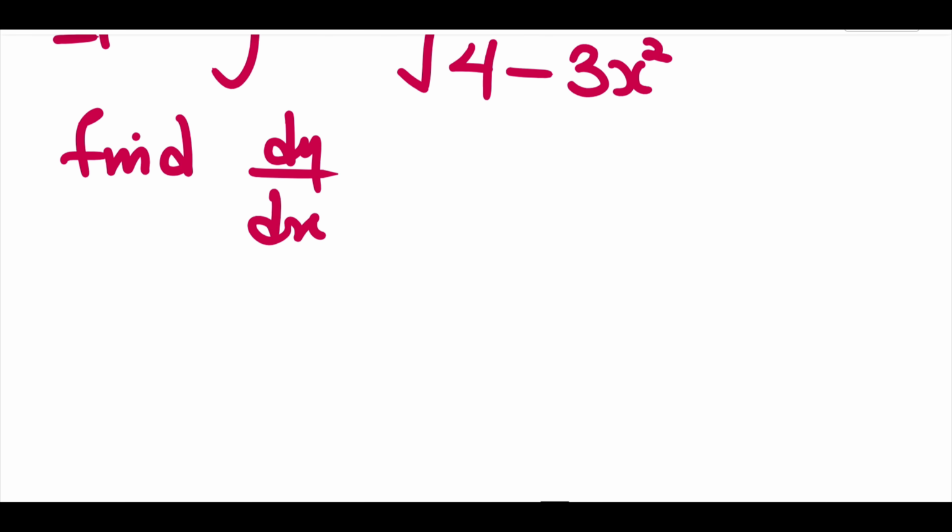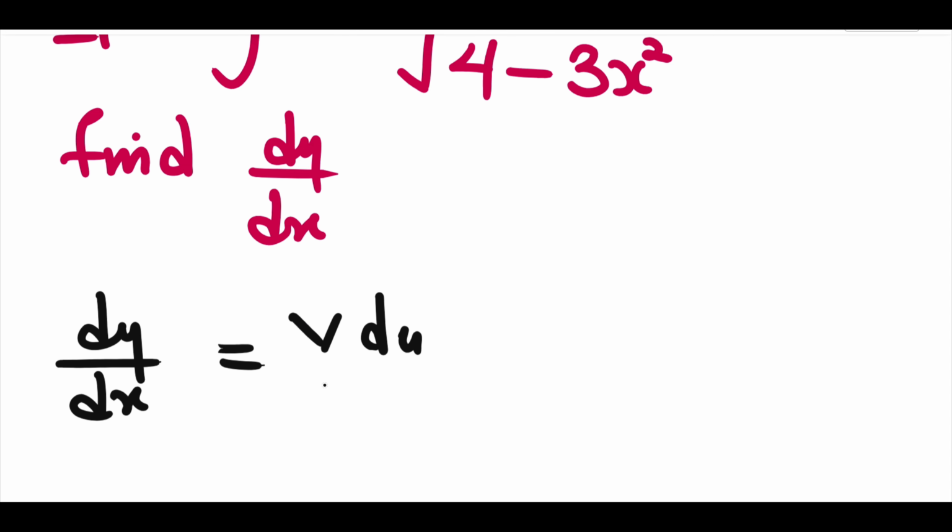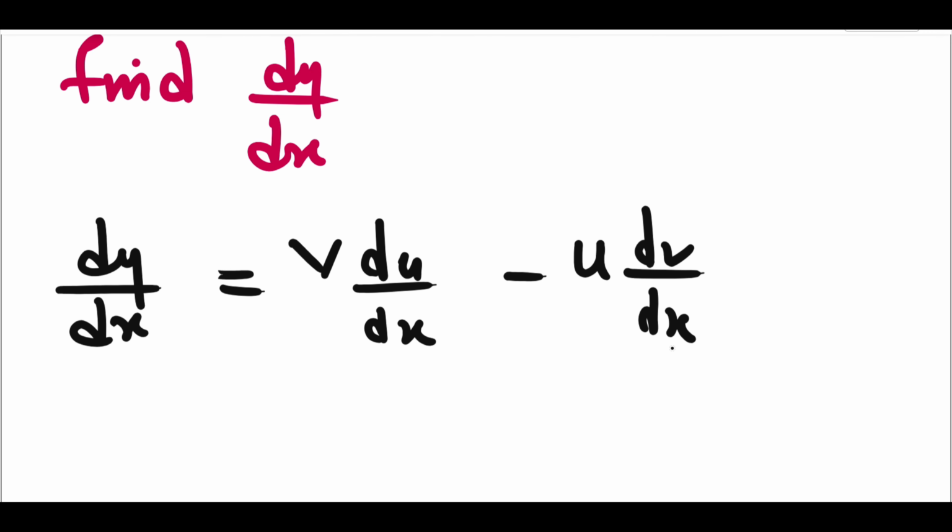Given this function, you need to identify your u and your v because we'll be using the quotient rule. So let us get the quotient rule first. You need to put down the formula for differentiating a function using the quotient rule. We have the formula: dy/dx equals v du/dx minus u dv/dx, all divided by v squared.